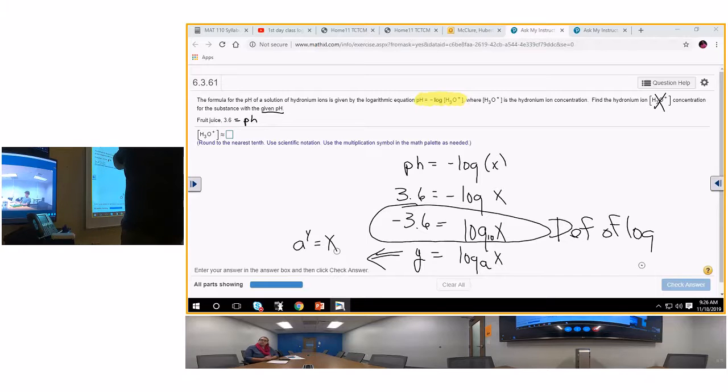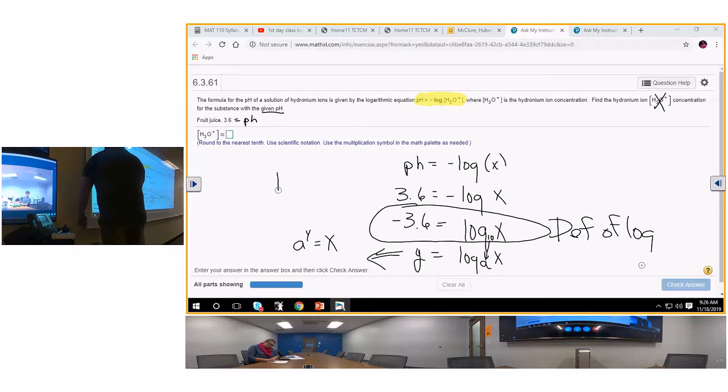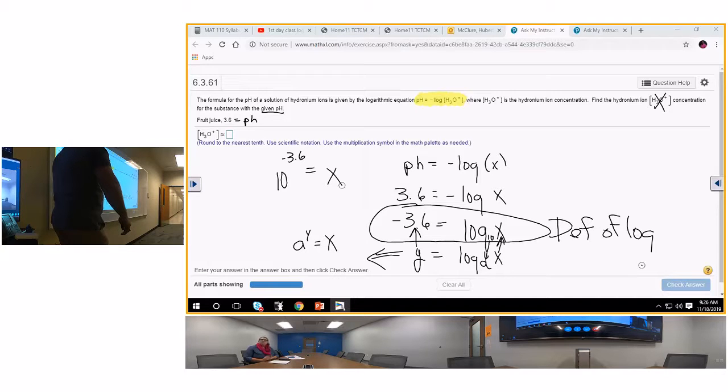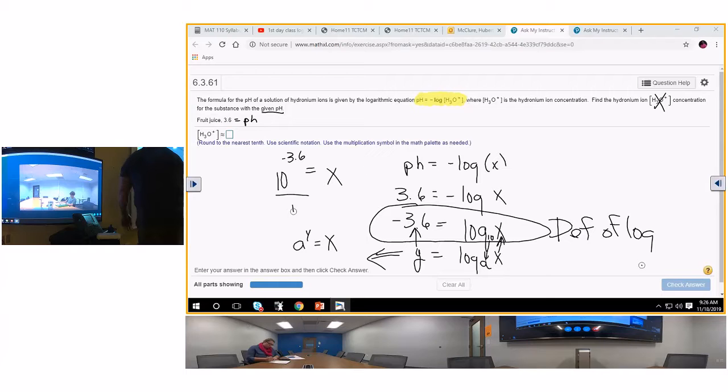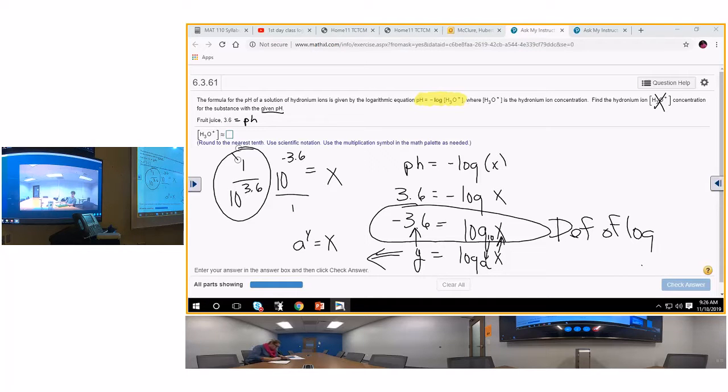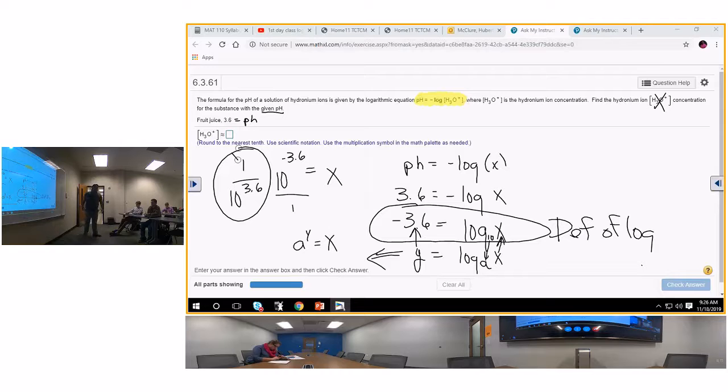Plug in what? So what's a? 10, Hubert. What's y? Negative 3.6, Hubert. And x is x. Now, what do we have when we have a negative exponent? What do we do? Flip it. This is over 1, so we're going to flip it. 1 over 10 to the 3.6, and y'all can do that on the calculator. That's your answer. Is this a test question? Yes. But it's not going to be a 70 to 80% test question. It's going to be a 20% test question.